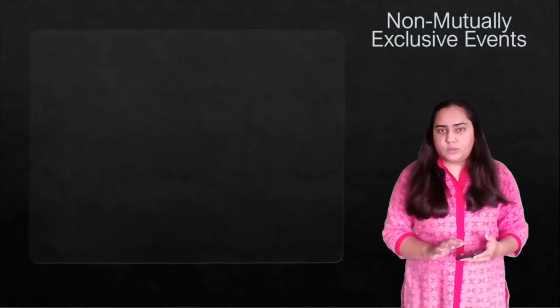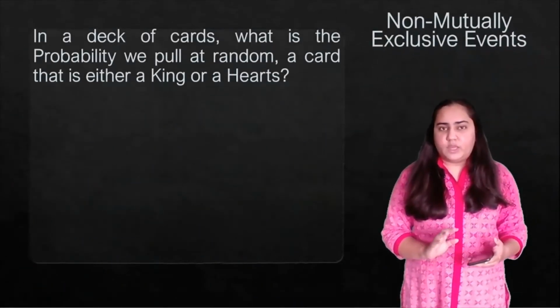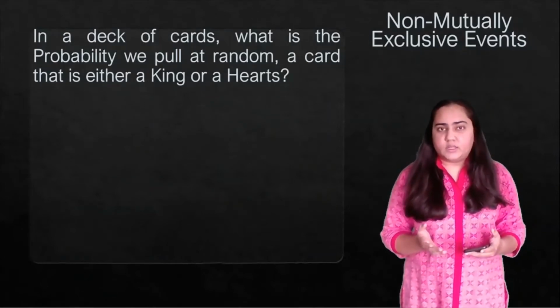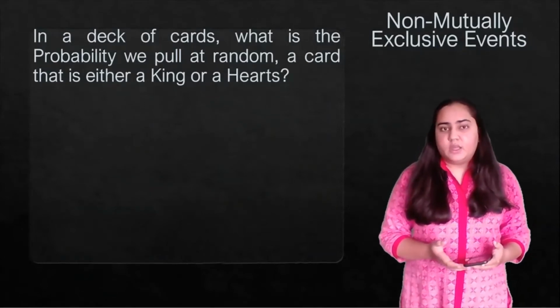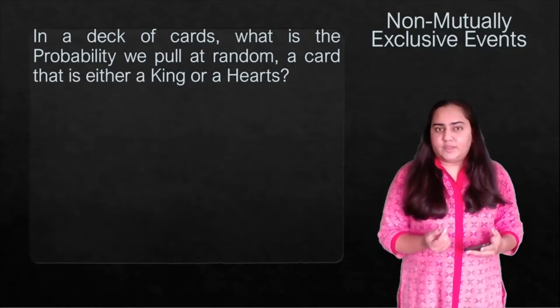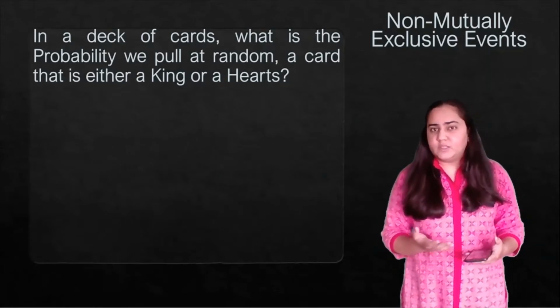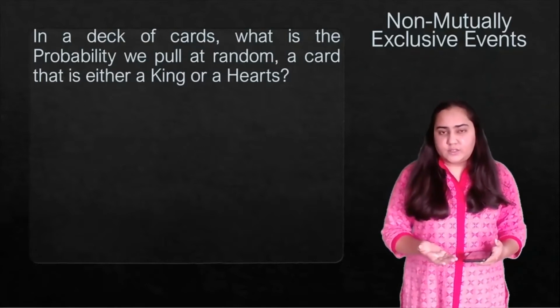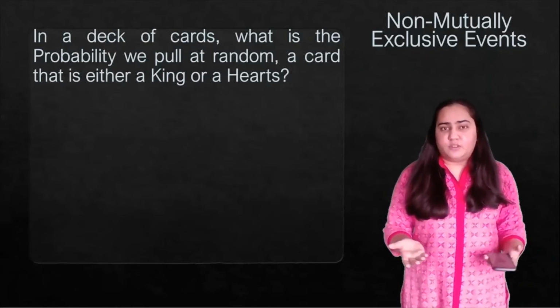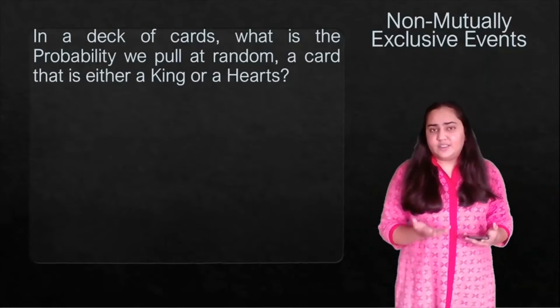Now let's talk about events that are not mutually exclusive. You have a deck of cards, and what is the probability that you pick a card and that card is going to be either a king or a hearts? Now this is a non-mutually exclusive event because there is a possibility that the card you pick is the king of hearts.